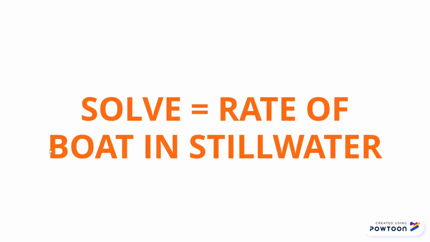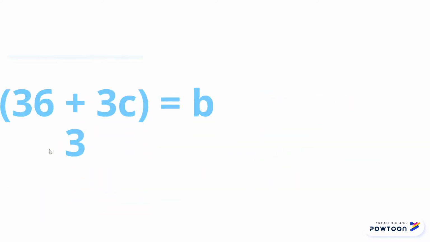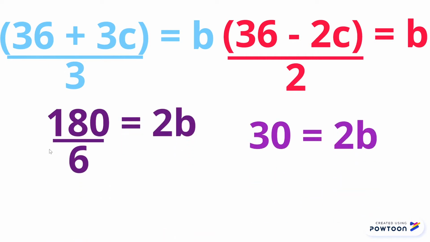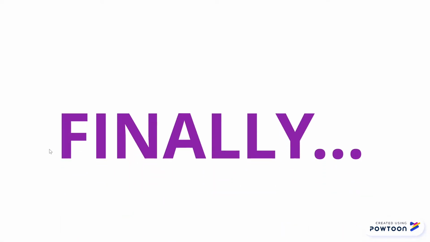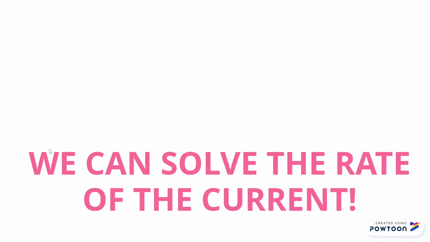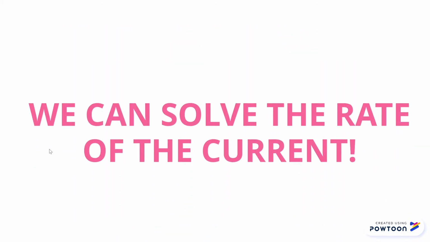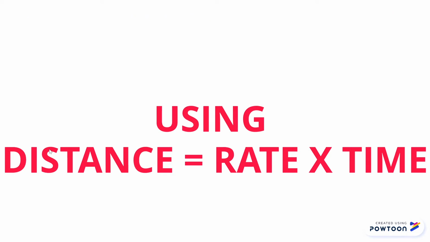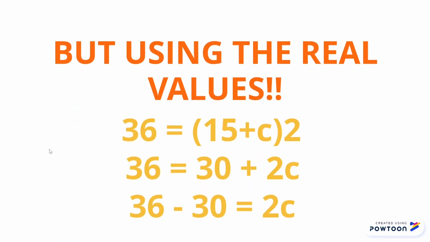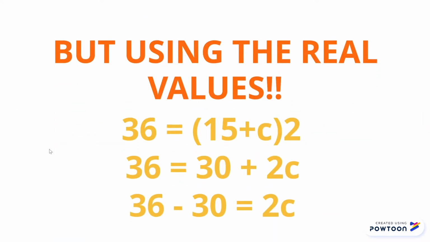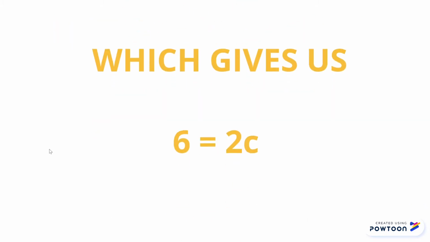Now we can find the rate of still water, which we do by summing up the upstream and the downstream, which gives us 15 equals B. And finally, since we have solved all of the missing values, we can finally solve the rate of the current by using an equation from before, which is distance equals rate multiplied by time. But this time, we substitute the variables with the actual values, which gives us the rate of the current, which is 3 kilometers per hour.